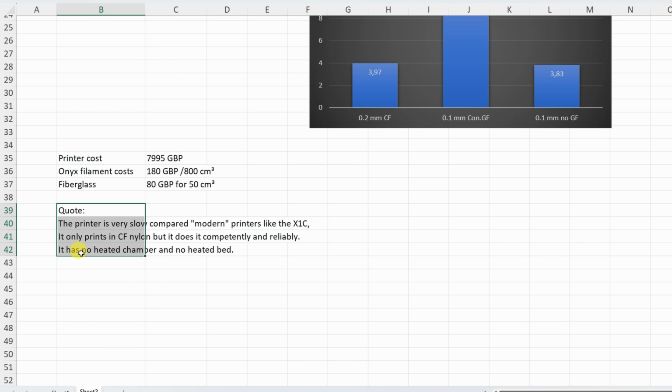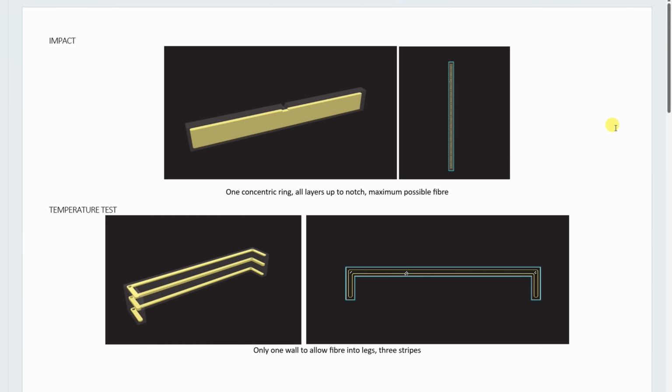This is a quote from my supporter. So this printer is very slow compared to modern printers like the X1 Carbon, and it is highly optimized to print this carbon fiber nylon, but they do this really reliably. And it's interesting that you don't even have a heated chamber or heated bed. And this is some information from the slicer.